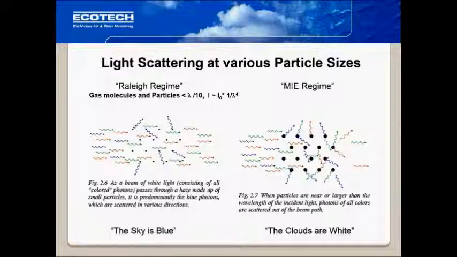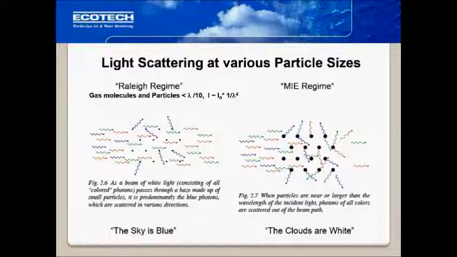And that's basically the reason when you look at the sky: the light coming from the sun, which has an average spectrum in the green, has its blue part scattered down to you, and you see the sky as blue.